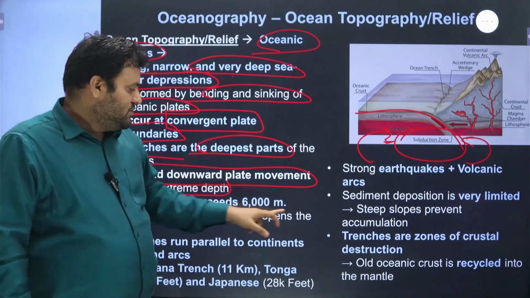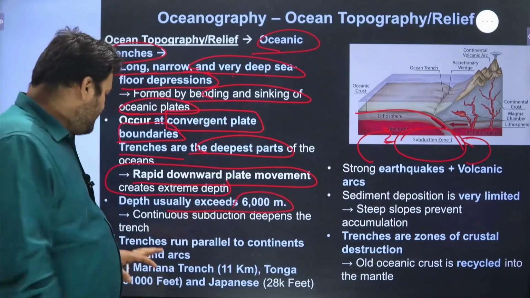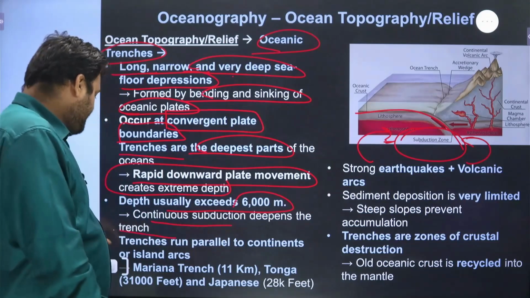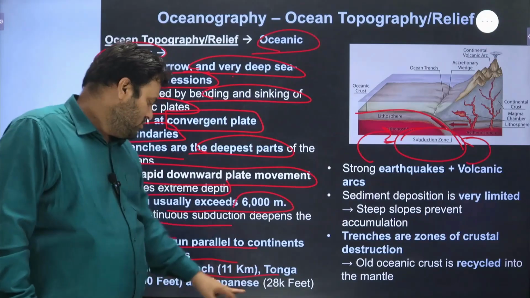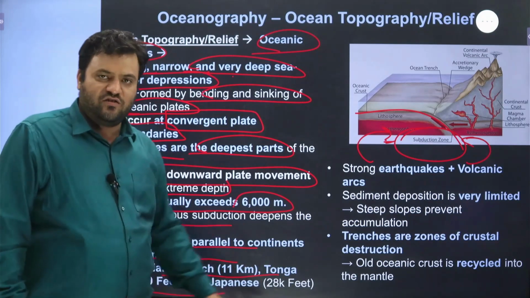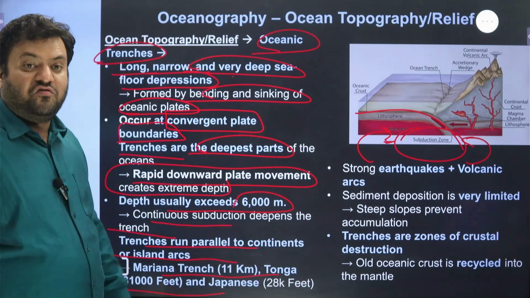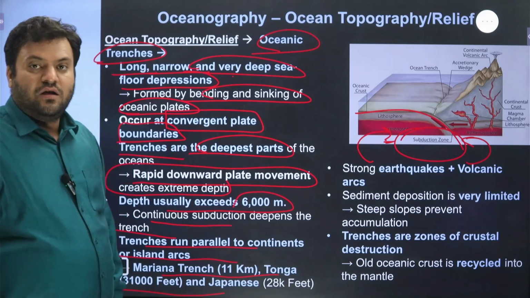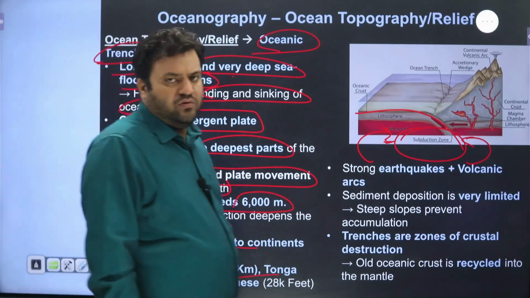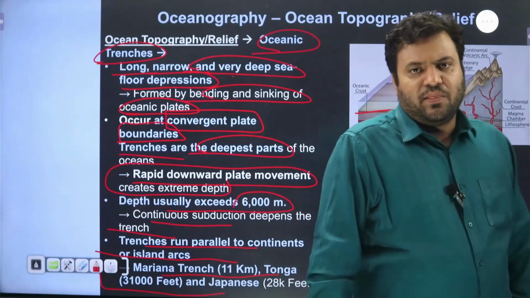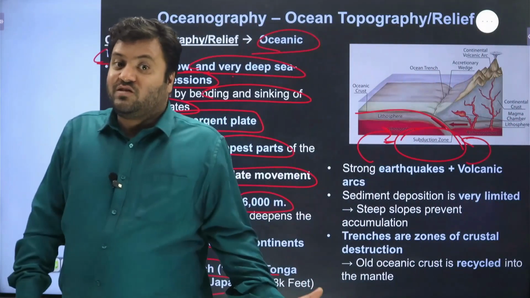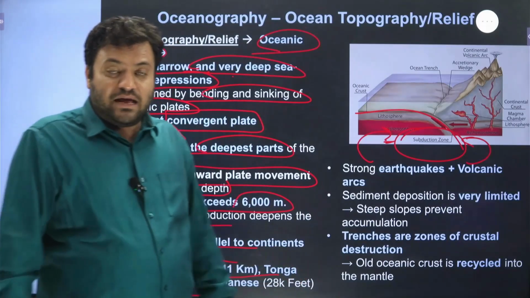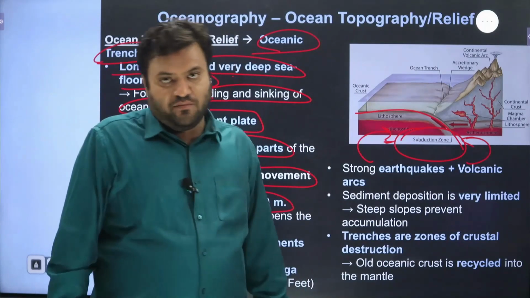And these depths are usually at 600 meters. Continuous subduction is there, and trenches run parallel to continents, like the Mariana Trench and the Tonga Trench. You will see the Japan Trench at 28,000 feet. All of these trenches are located in the Pacific Ocean. Why? Because the Pacific Ring of Fire convergence is taking place, and because of that, deeper trenches are found there.